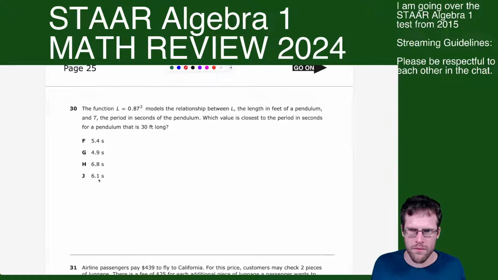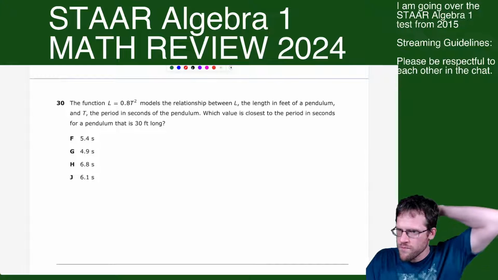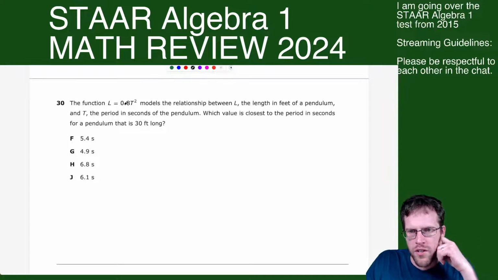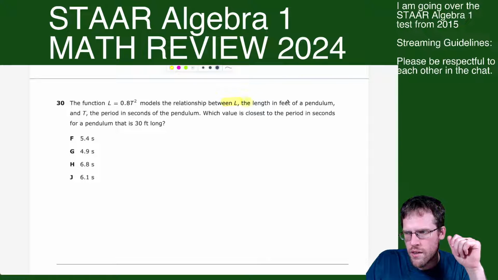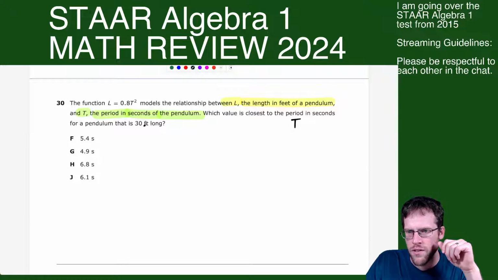All right, cool. Back to something a little bit more sane. So here, the function L equals 0.8t squared models the relationship between L, the length of a pendulum, and t, the period in seconds of the pendulum, which is how long it takes to complete a swing. So which value is closest to the period? Remember, they told us here that the period is t. Which value is closest to the period t in seconds for a pendulum that is 30 feet long?